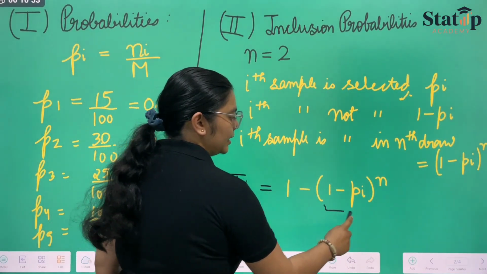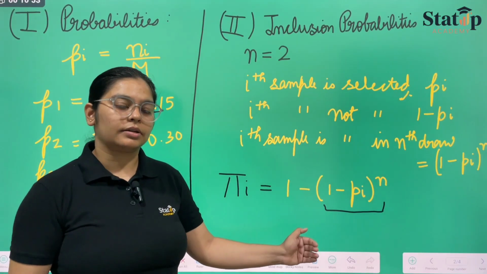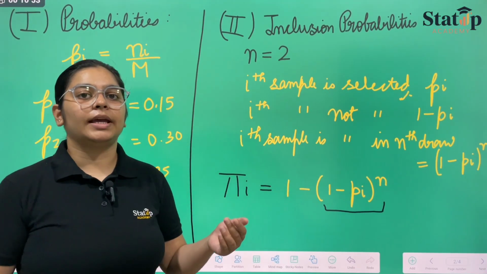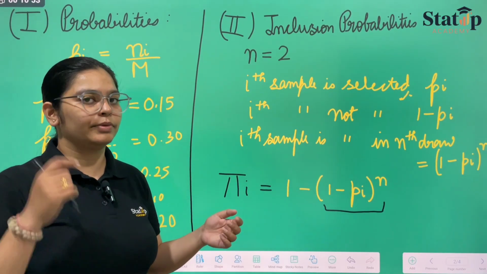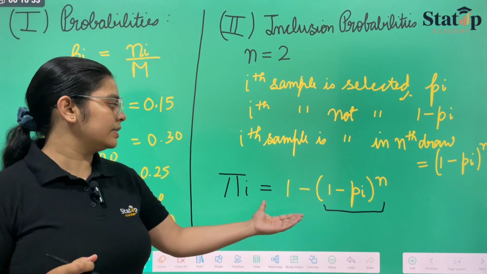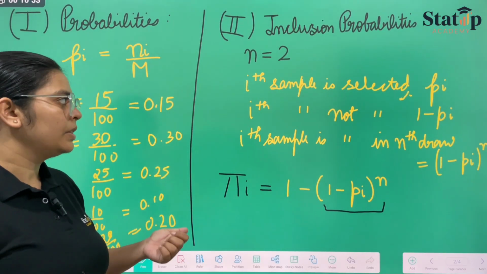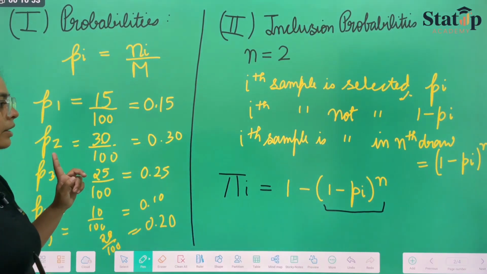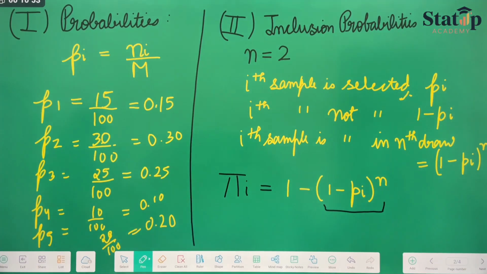This is the probability that it is not selected in n draws, and if we subtract this from 1, which is the total probability, then we get that it is selected at least once, twice, or however many times we don't know, but it is selected in n draws. So this is our first inclusion probability. Now from this we will be calculating our inclusion probability for the second orchard and the fourth orchard.